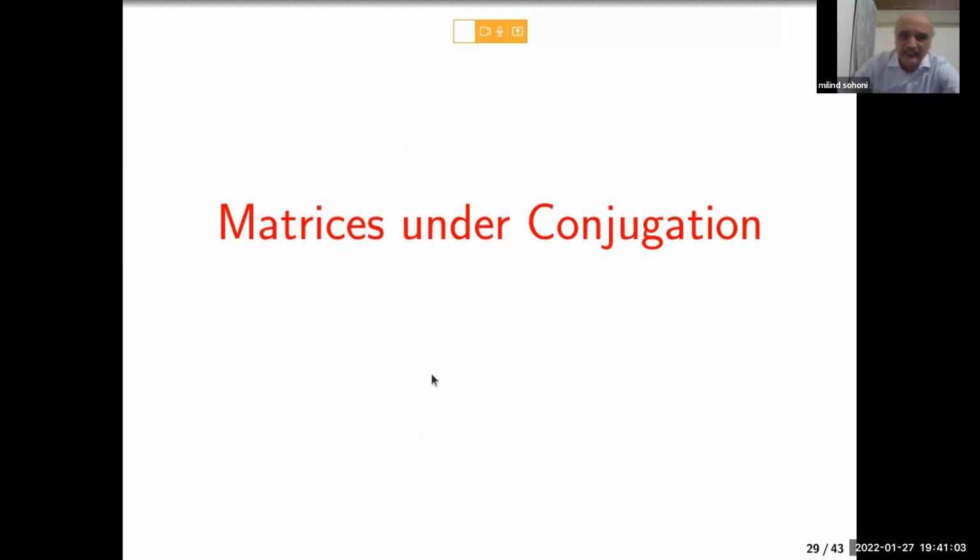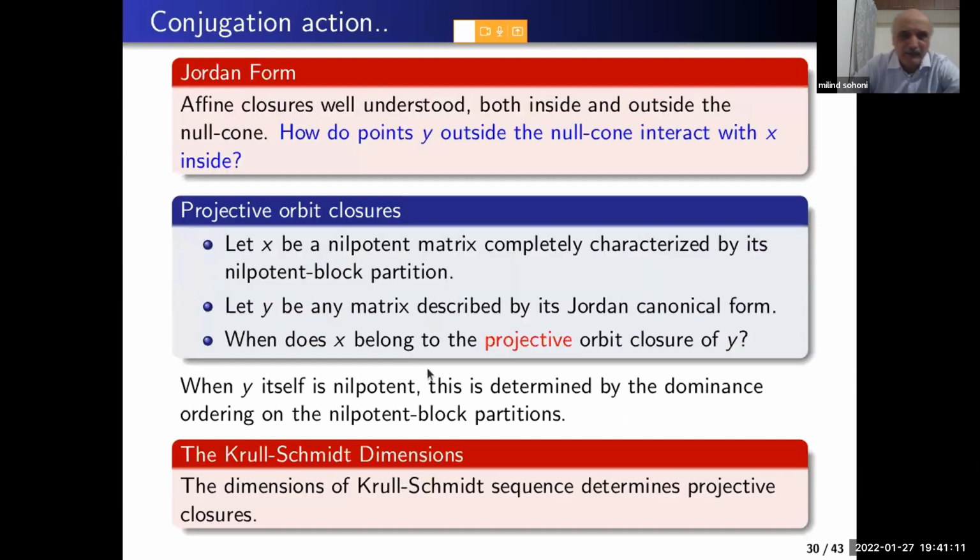Now I'll just quickly do the matrices and the conjugation projective closures. What happens if we apply this theory to matrices? Bharat has done it. In affine closures, it's very well understood. The Jordan canonical form actually does everything.